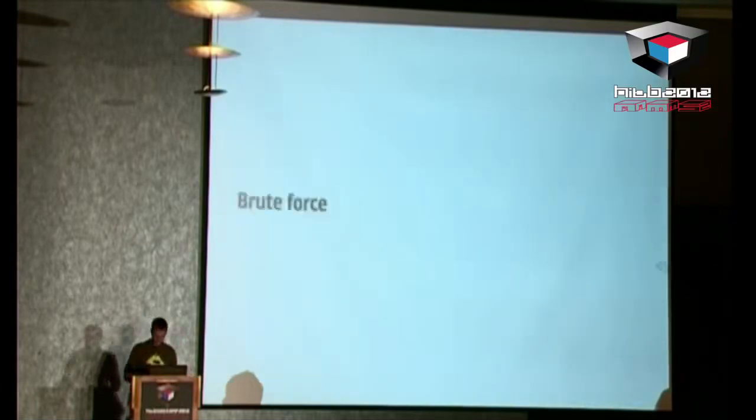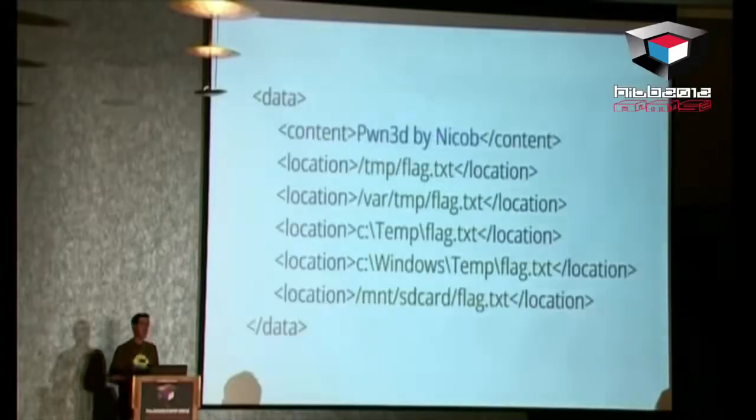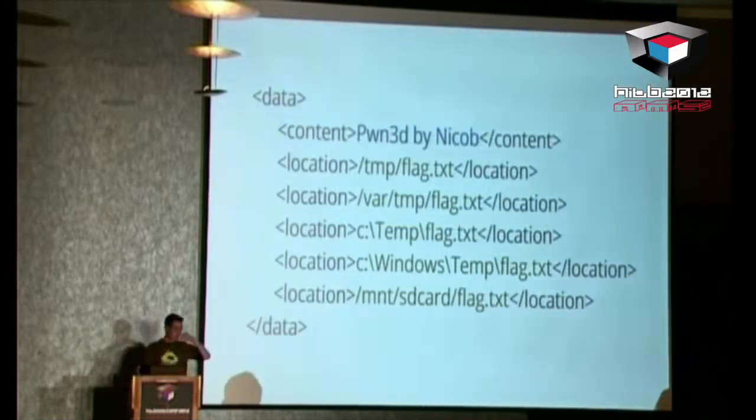So brute force. It's quite simple. We will put our data for the for loop in XML, and we will use XSL for-each for the processing. That's an example from the WebKit vulnerability, dropping a file on the local drive. In blue, it's the content of the file I want to drop, and in green, it's some possible paths. And I want to try every possible path.